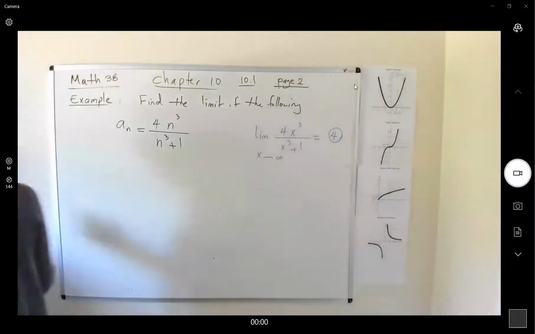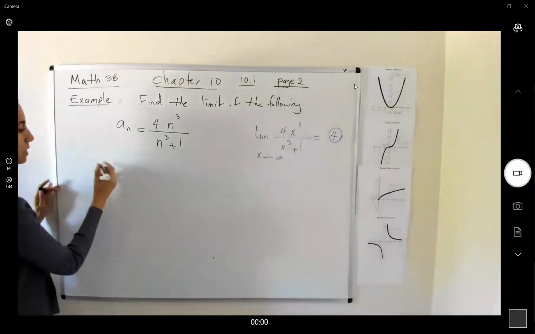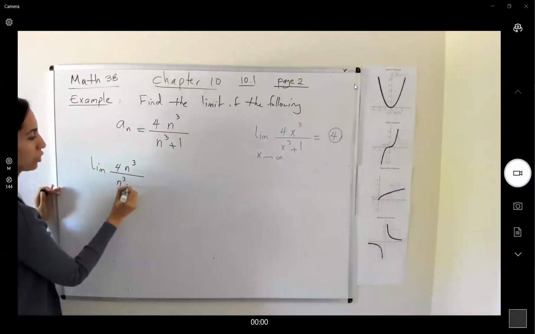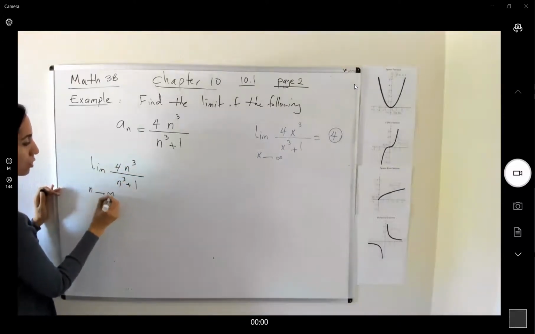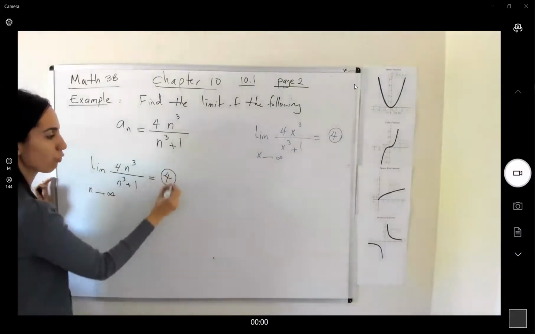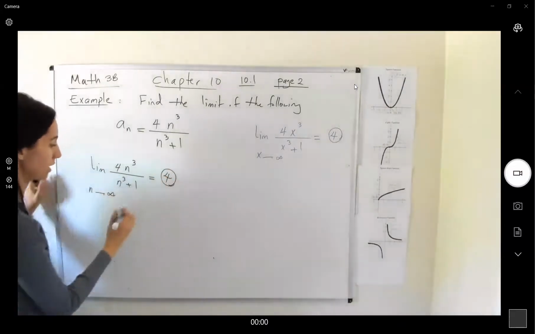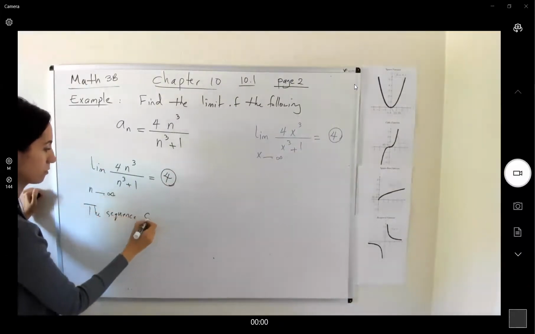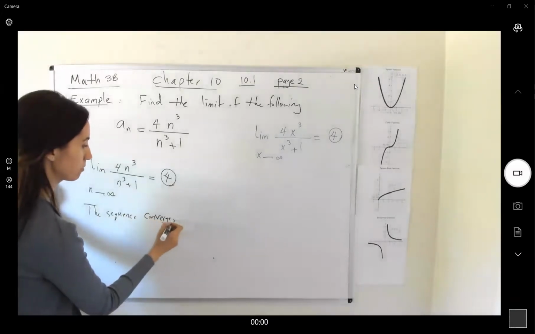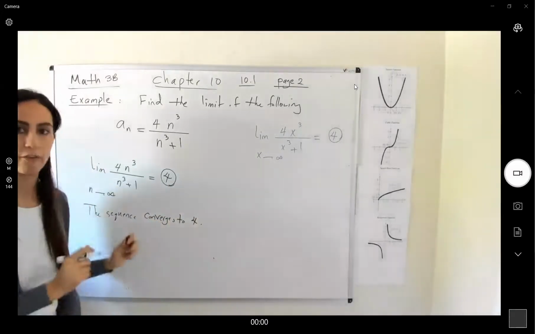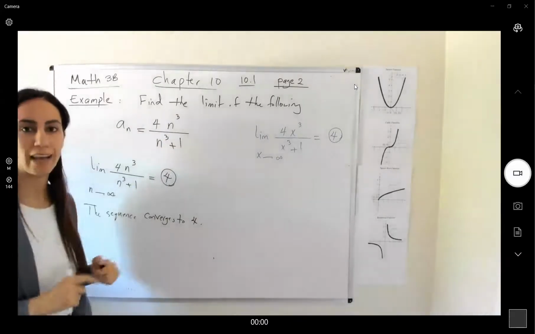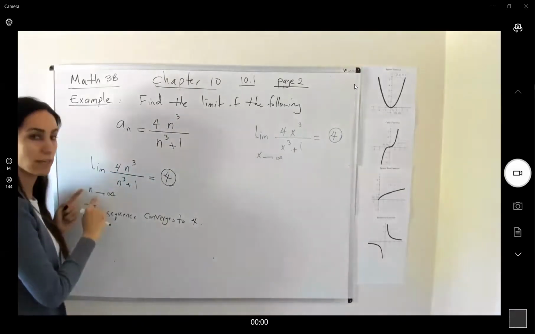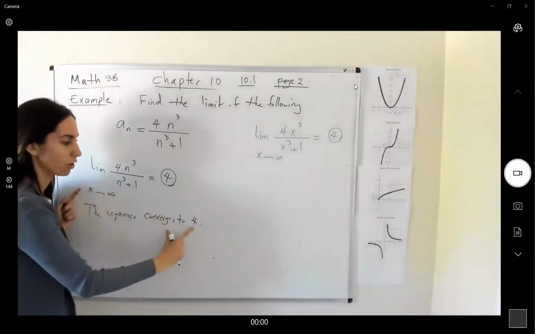So you can say that the limit of this sequence, 4n cubed divided by n cubed plus 1, while n goes to infinity, is equal to 4. The limit exists, and we say that the sequence converges to 4. Eventually, all terms of this sequence, while n is very large, are close to 4.